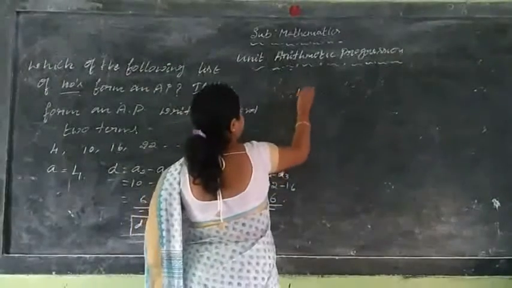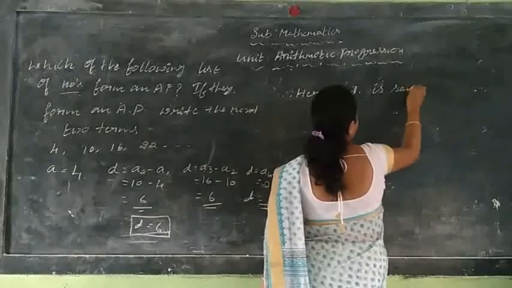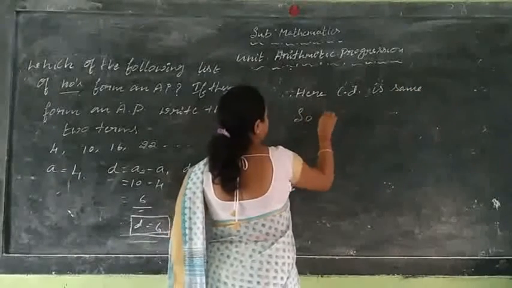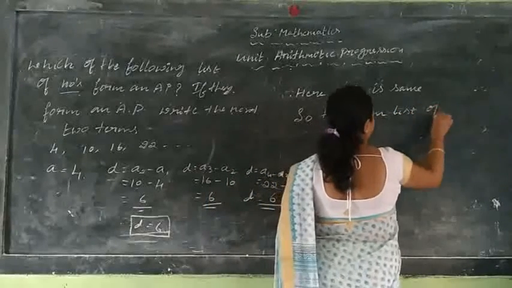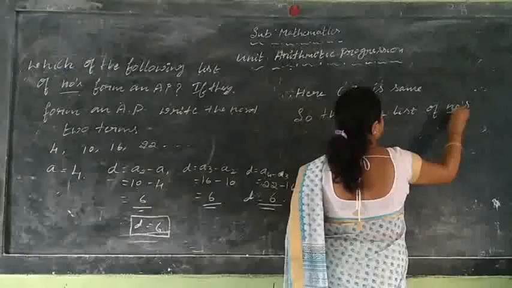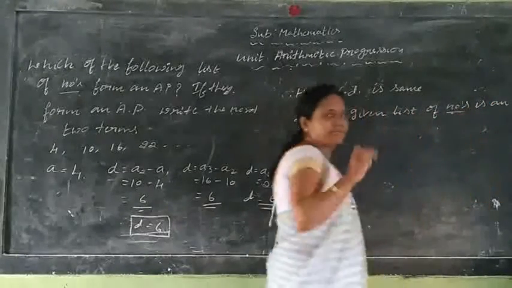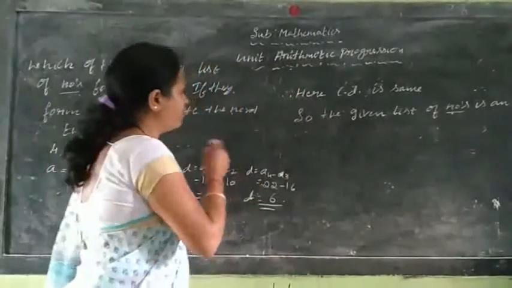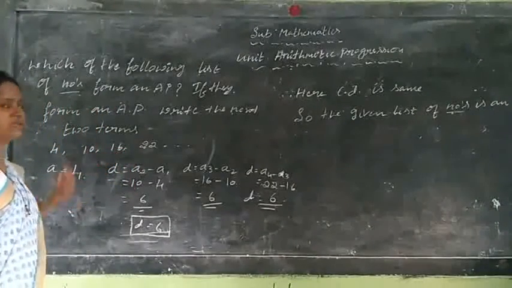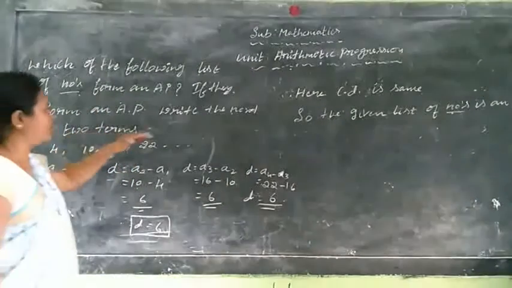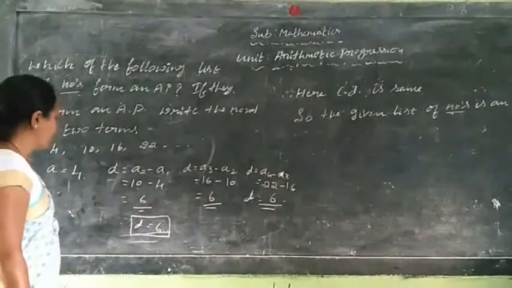So here the common difference is same. So the given list of numbers is an AP. Did you understand why it is AP? Because the common difference is same. So now we come to know that the given list of numbers is an AP. So what is the next question they have given here? Write the next two terms of AP, children. We have to write the next two terms of AP.